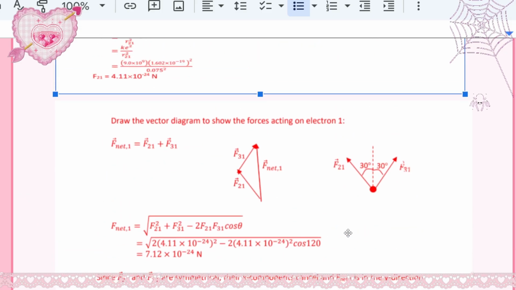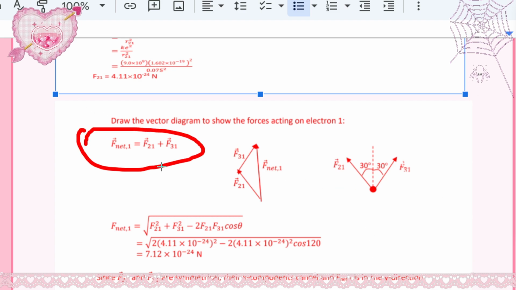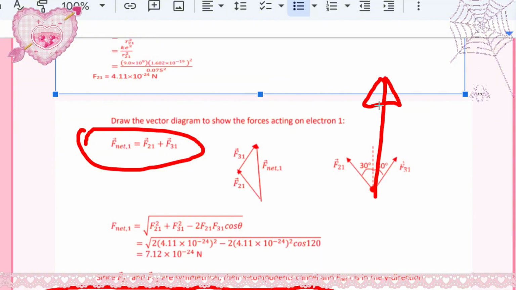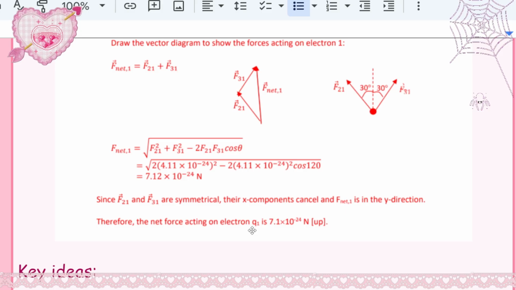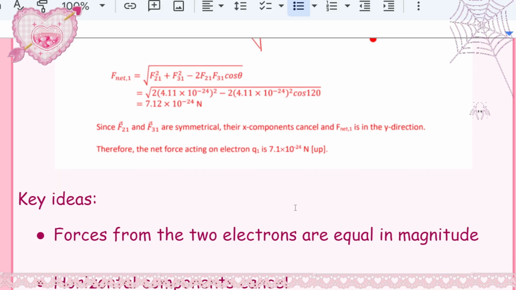And we know that their x components are going to cancel because they are equal. So F net 1 is only in the y direction, and that's why my teacher just went straight to F net 1 and didn't use net y or anything like that. Therefore, the net force acting on the electron must be in the vertical direction, y direction, whatever you call it, and is 7.1 times 10 to the negative 24 newtons up.